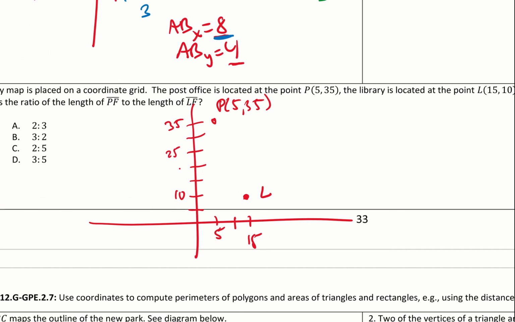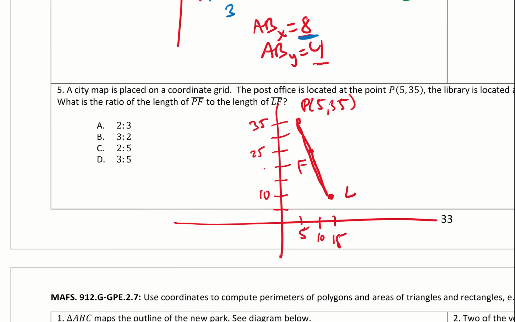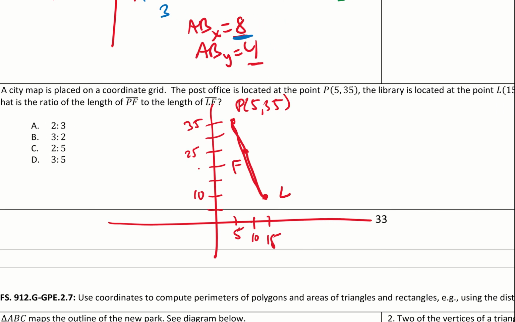So 9 is just before 10. This is 10 here, so just before that. And that's the fire station. So there's my directed line segment there. What is the ratio of the length of PF to LF? So from PF to LF, what is the ratio of that distance?